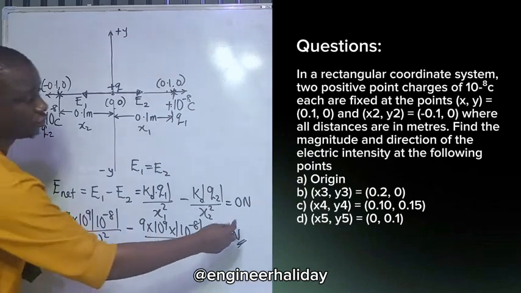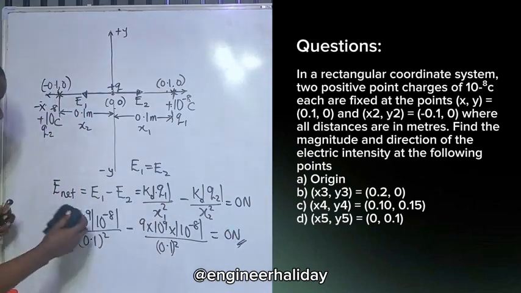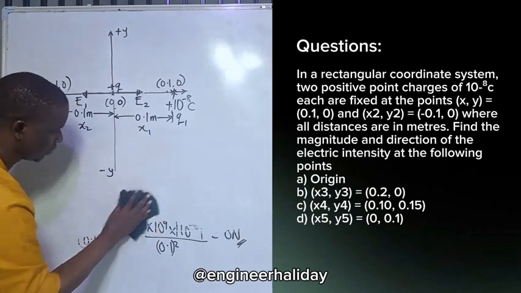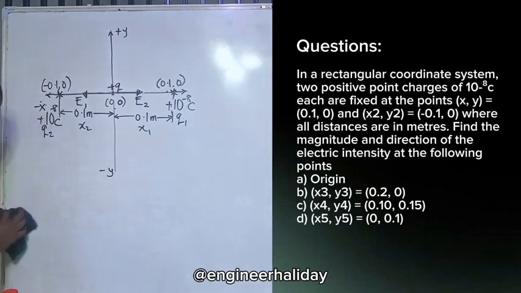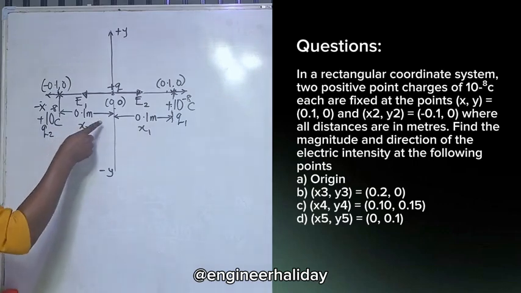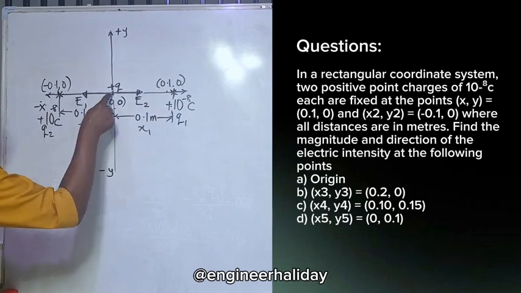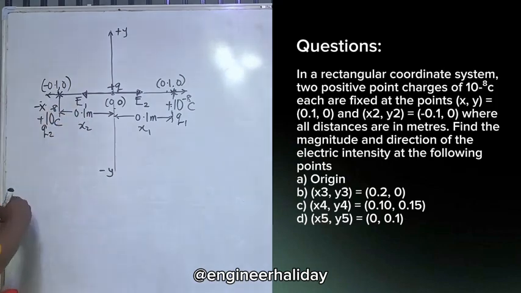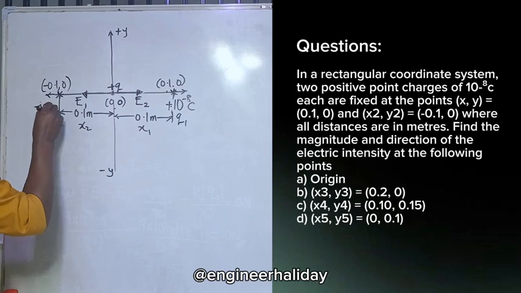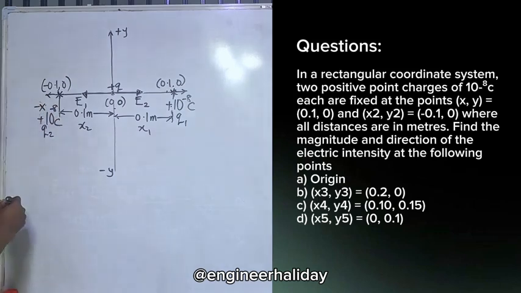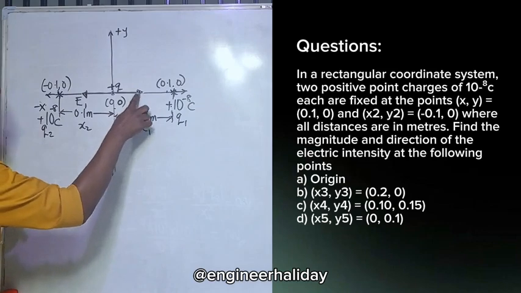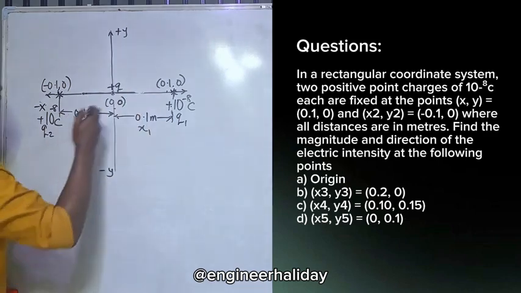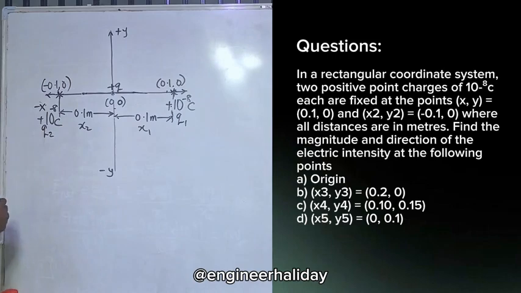So let's go to question B, number 2. Assuming that in number 1 they were not at the same distance from the origin, it would not give 0, since they don't have the same distance and the same charge. The net electric field will not be 0 again. So let me clean this side.